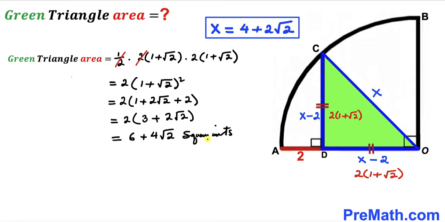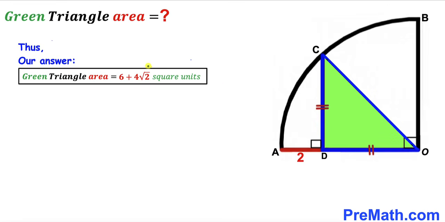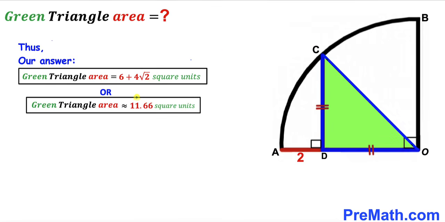this green shaded triangle. So thus the area of this green shaded triangle turns out to be 6 plus 4 times square root of 2 square units. And in terms of decimal, this is going to be approximately equal to 11.66 square units as well. So therefore the area of this green shaded triangle is going to be 6 plus 4 times square root of 2 square units. And that's our final answer.